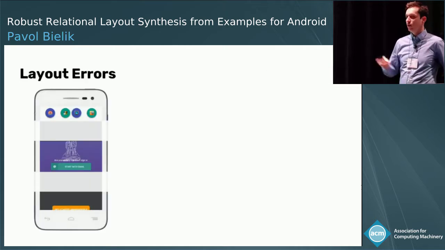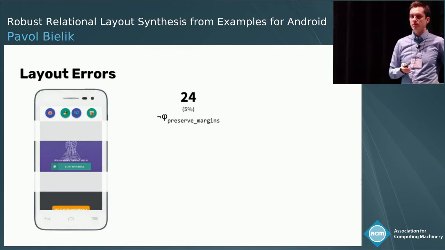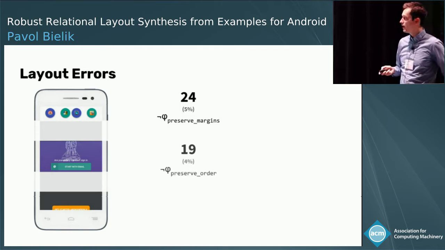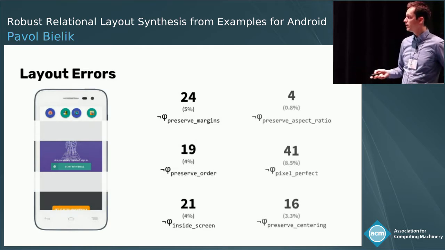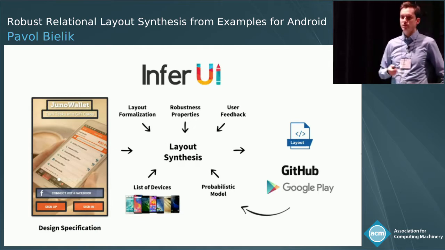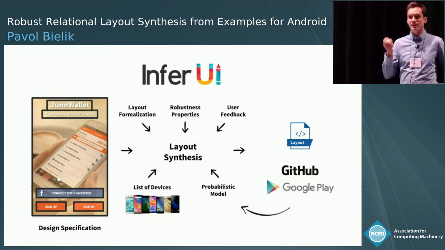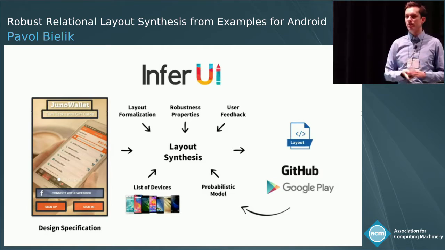And finally, although this is not the main contribution of our approach, if we have such a set of robustness properties, we can actually check for errors in existing applications. We can see that some applications actually have problems with restricting the margins and preserving the order and other things. So this is the system, and hopefully you can use it soon in your IDE if you're developing applications like this. With that, thank you for listening, and I'm open to questions.